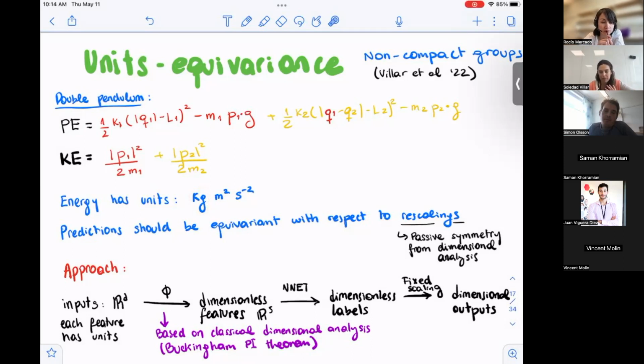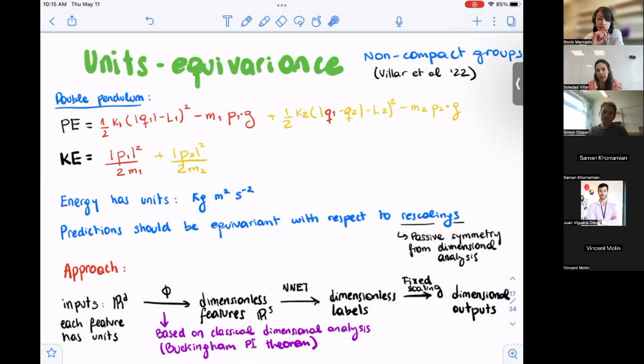So it should be equivariant with respect to scalings. For instance, if I take everything that has units of kilograms and multiply it by 5, then the prediction should multiply by 5. If I take everything that has units of meters and multiply it by 10, then the prediction should multiply by 100, just because of the units of the things.